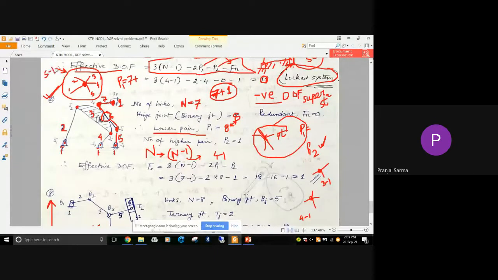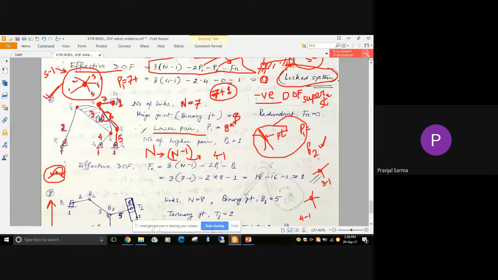Similar is the case for any joint. For a binary joint, it is 2 minus 1, one pair. If it has to be a pair, minimum 2 links have to be there, otherwise that itself is not a pair. So one binary joint gives rise to one pair. Understood? We are interested in how many pairs there are.